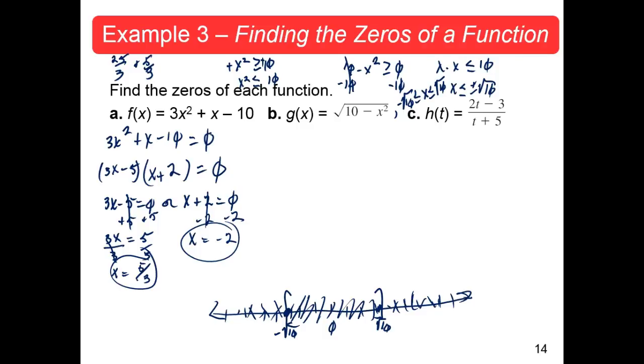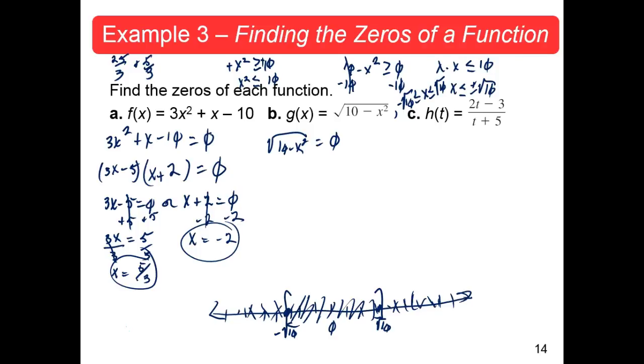What would you do there? We're finding the zeros. What's our first step? Setting it equal to 0. The square root of 10 minus x squared is equal to 0. Okay? Now what? What's our goal here? Find out what x is. We know what 10 is.